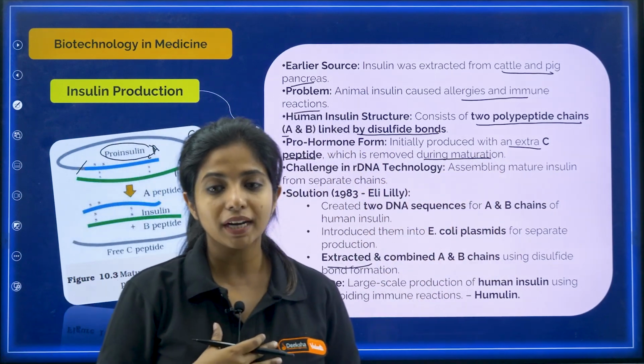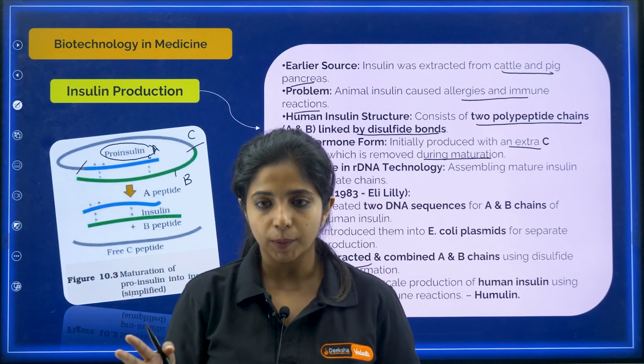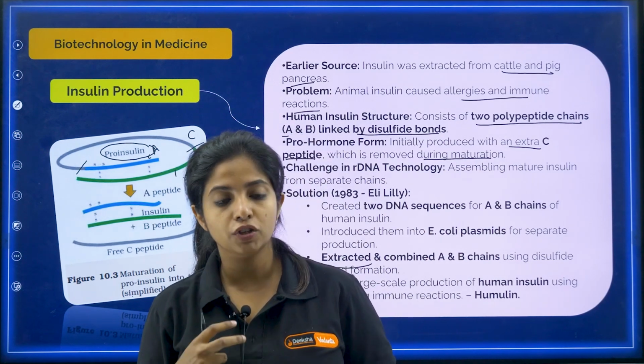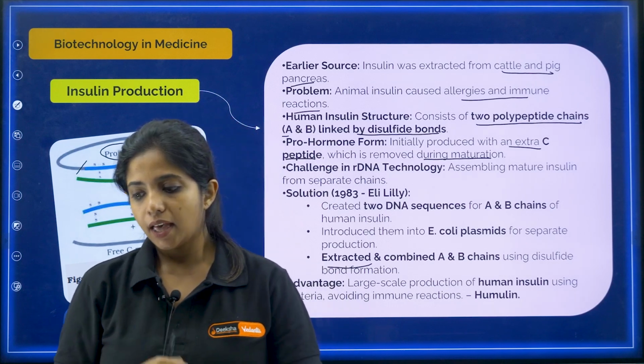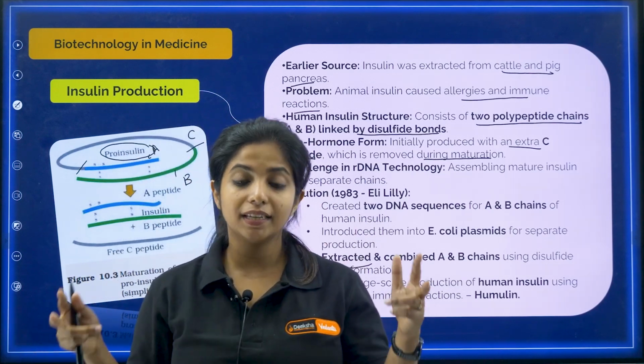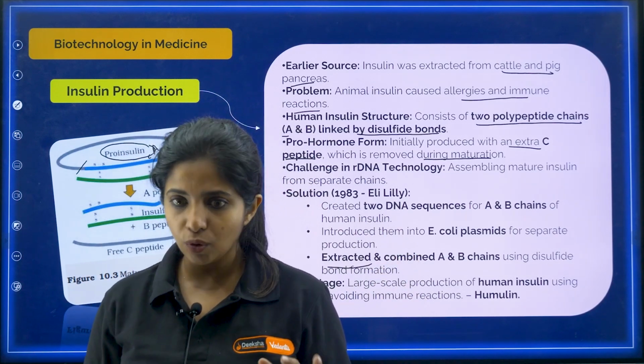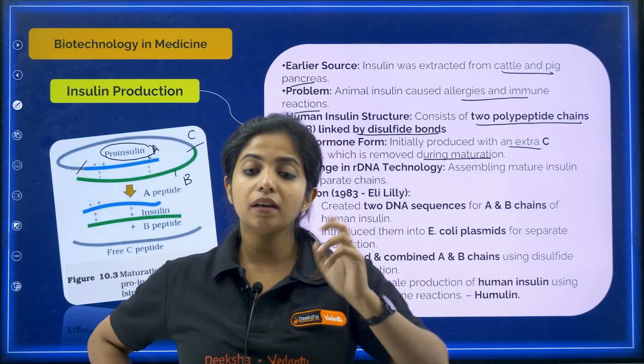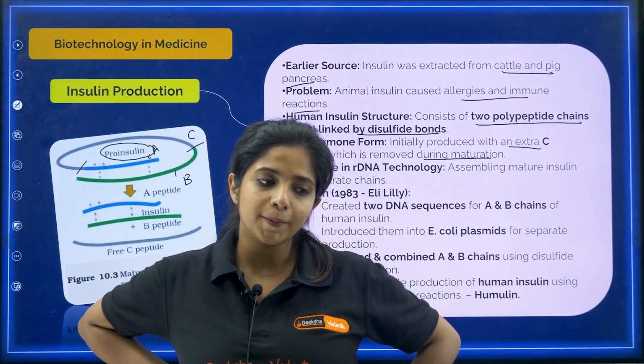Maturation. So in our body, this C peptide is being removed. But if I am putting the gene for human insulin into E. coli and expect it to cut the C polypeptide as well, is it possible? No, because it does not have the same machinery as us. So I cannot do that. Then how can I make my production of insulin over there?